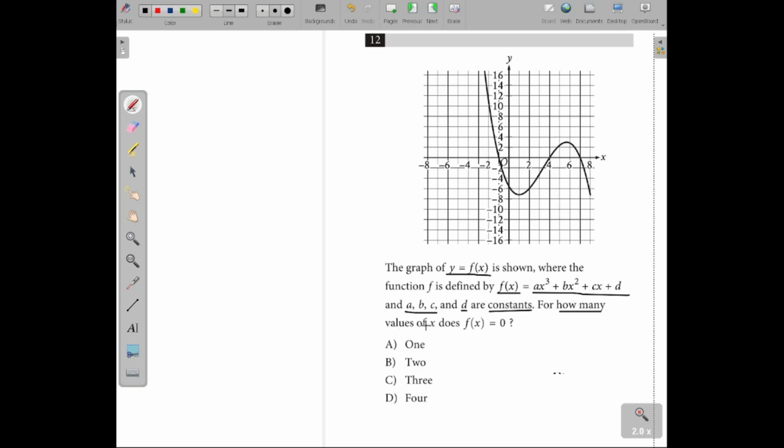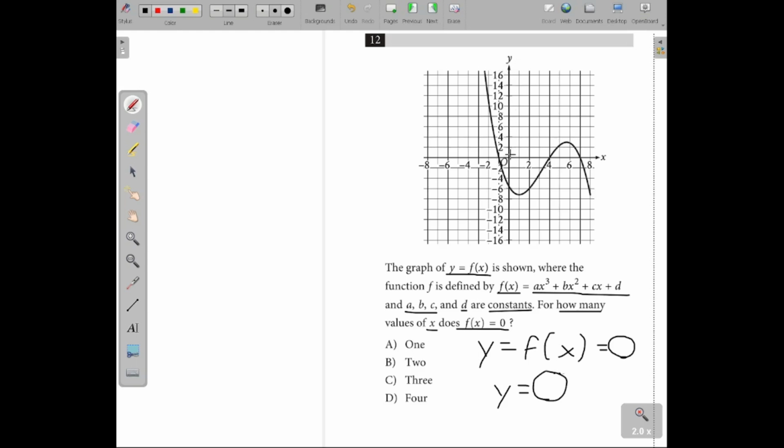How many values of x does this function have? So we need to find the values of x, and we know this information. y is equal to the function of x, and we know that the function of x is equal to 0. Therefore, we can say that y will be 0. If we know that y is 0, how many values of x will we have?